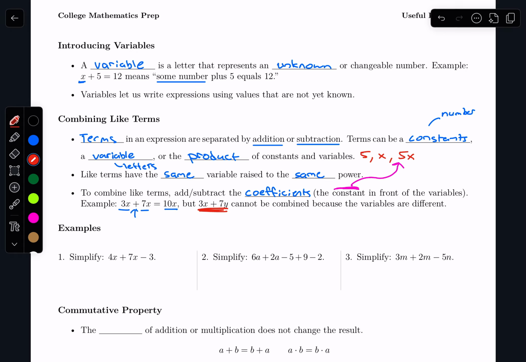We have 10 vehicles, sure, but that's a whole new variable, right? If you have 3 cars, I have 7 boats, we leave those things separate. We're not going to put those together to count them. So different variables stay separate.